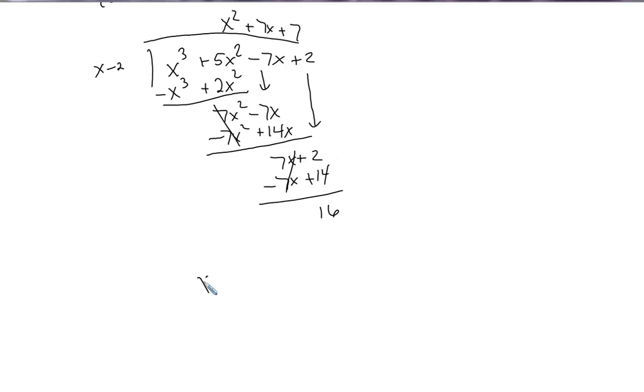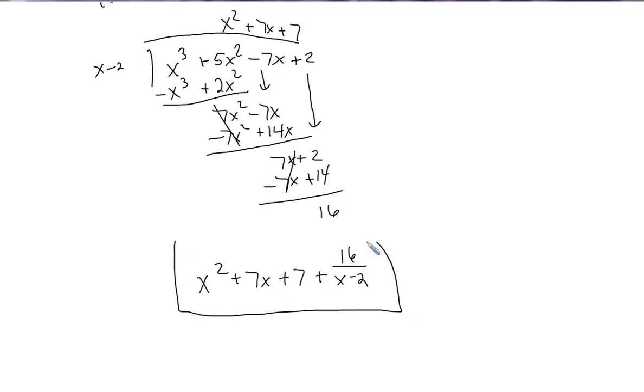So my answer will be x squared plus 7x plus 7 plus my remainder of 16 over my divisor, which is x minus 2. So your answer is x squared plus 7x plus 7 plus 16 over x minus 2.